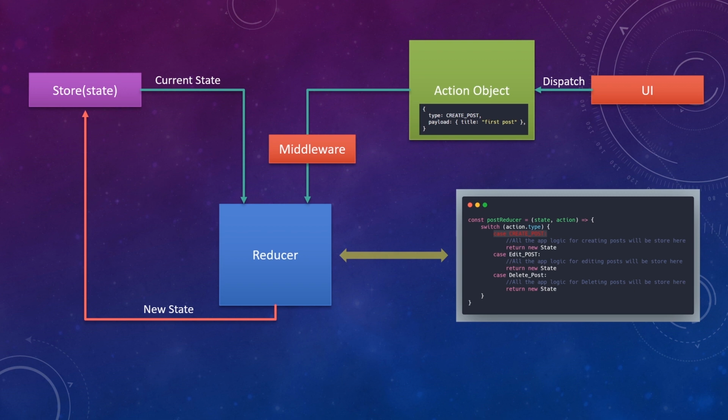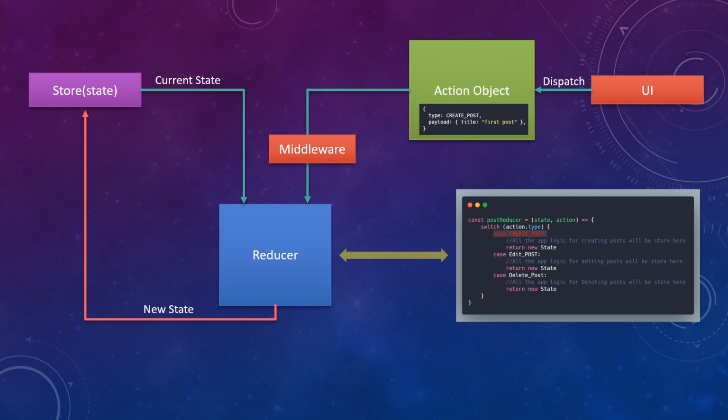However, instead of sending that action directly to the reducer like we normally would, we're going to send it to the middleware. And that's why it's called middleware, right? Because it sits in between the dispatching of the action and the reducer. And so once the middleware gets that action object, it really has the freedom to do anything it wants.